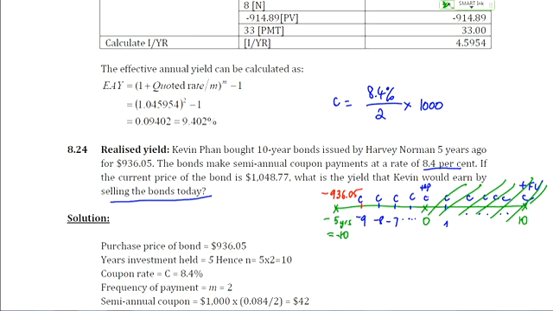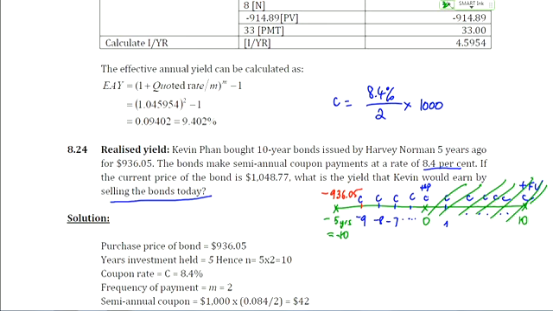So can you see the difference in the timeline now? So he would receive the coupon payment for 10 periods. And then he will receive the selling price of 1,048.77. So that's his income or inflow. What would be his outflow? 936.05. Can you work out the realized yield now?